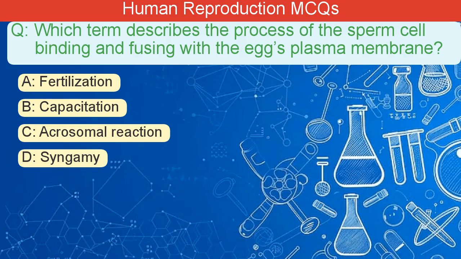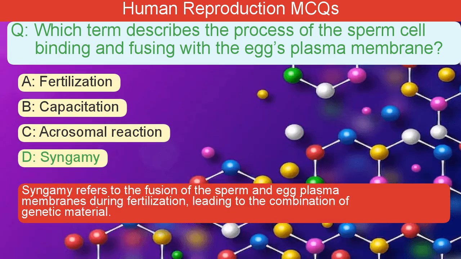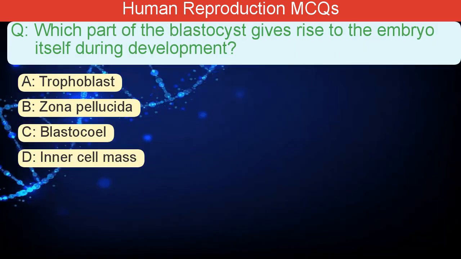Which term describes the process of the sperm cell binding and fusing with the egg's plasma membrane? A. Fertilization. B. Capacitation. C. Acrosomal reaction. D. Syngamy. The correct answer is D. Syngamy refers to the fusion of the sperm and egg plasma membranes during fertilization, leading to the combination of genetic material.